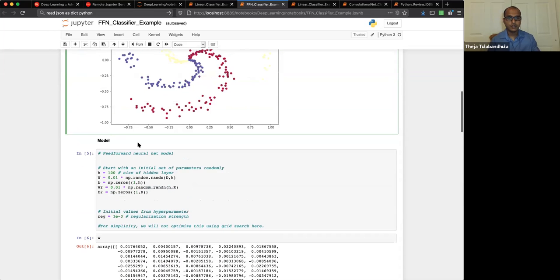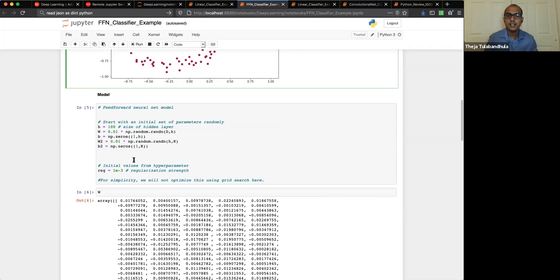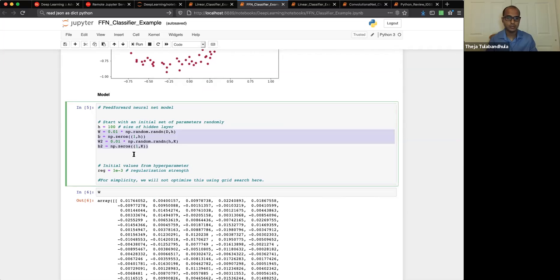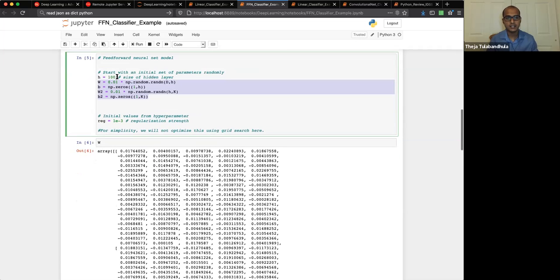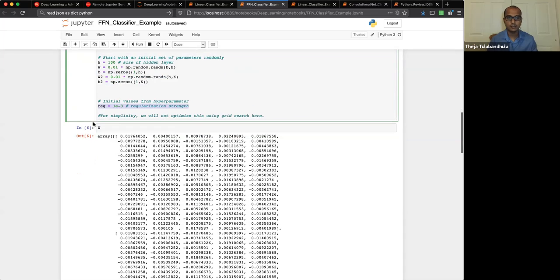So we plotted the data. So far nothing much. Now we are setting up the model. The model has these 4 parameters, W1, B1, W2, B2, and they have been initialized to some random numbers. I'm also picking the regularization. Remember the lambda in front of the regularization term; I'm picking it as 10 to the power minus 3.